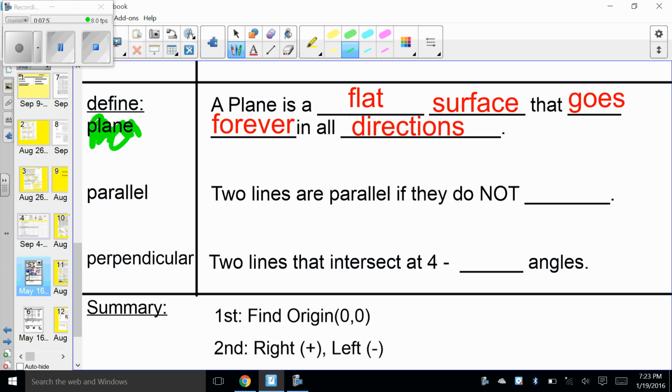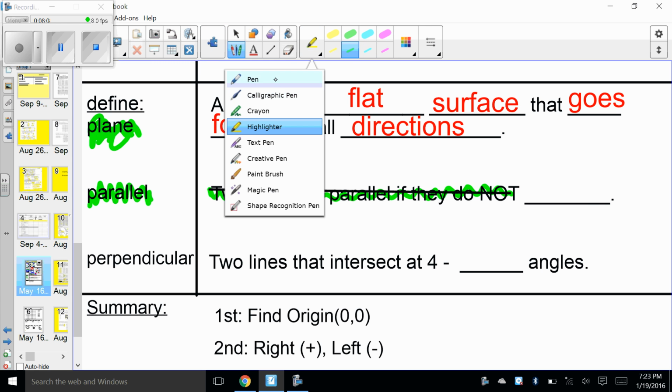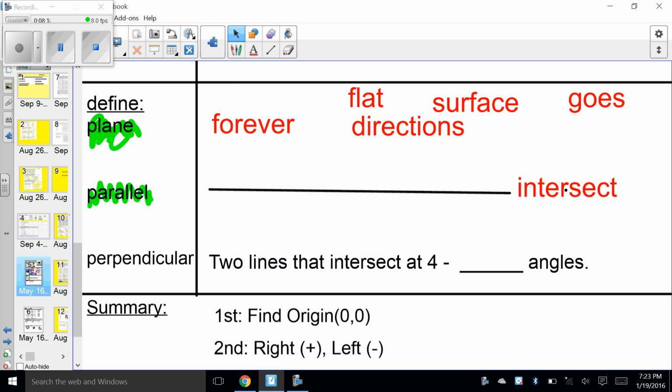Parallel. Parallel lines. Hopefully you've heard those before. Two lines are parallel if they do not, and hopefully you're able to think through what this means. Two lines are parallel if they do not, and the word would be intersect. I'm not really sure why that crossed that line off. Didn't want that to happen, but it did. Sorry about that. So two lines are parallel if they do not intersect.